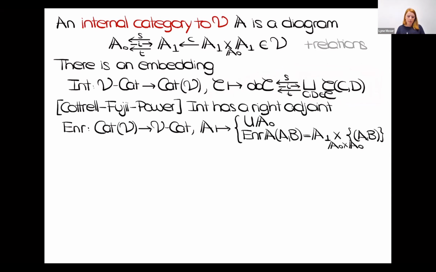And Cottrell, Fujii, and Power showed that this internalization functor has a right adjoint, which is given by sending an internal category to this V-category, which has as set of objects the underlying set of A0, and then as the morphisms, these pullbacks here. But basically, it's again extracting some data from the category in V, which is kind of forgetting what's in the first row, except for the underlying set.